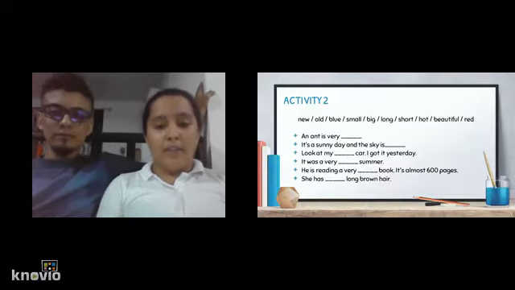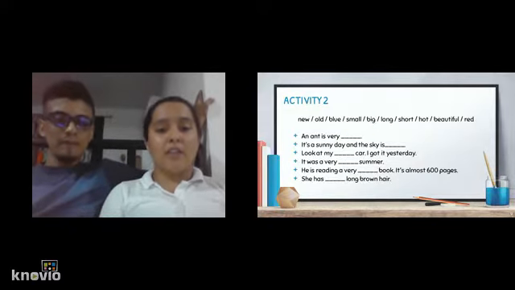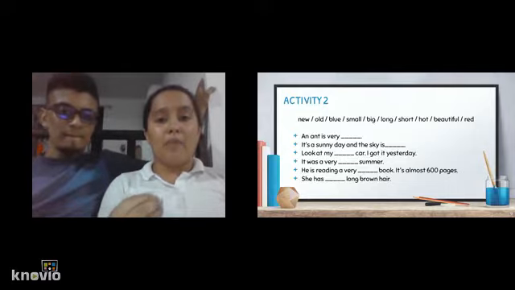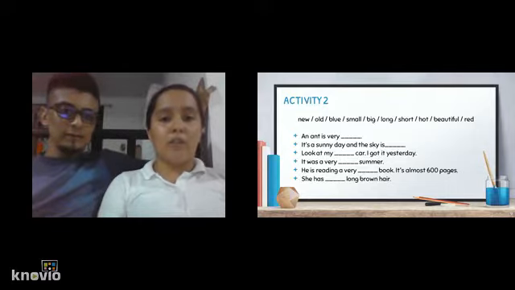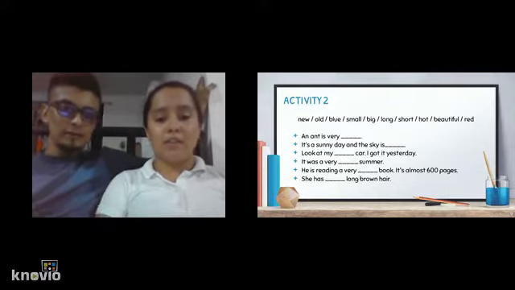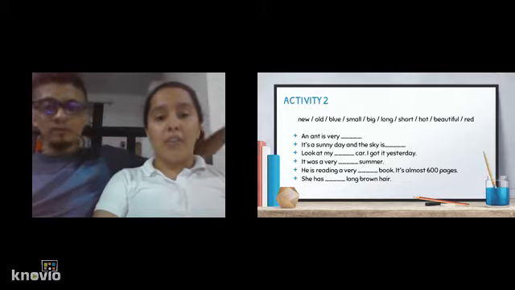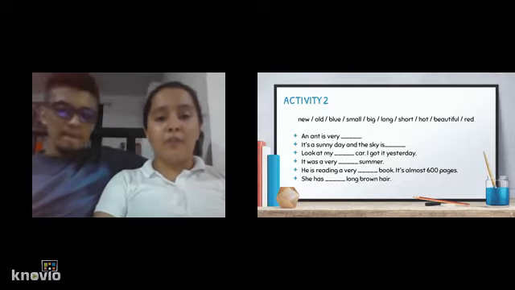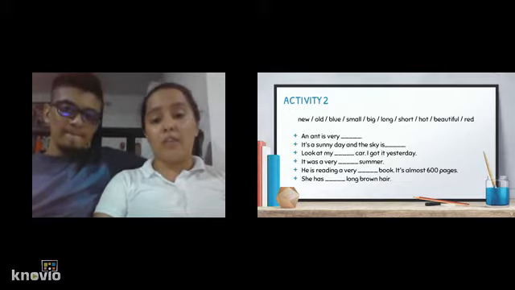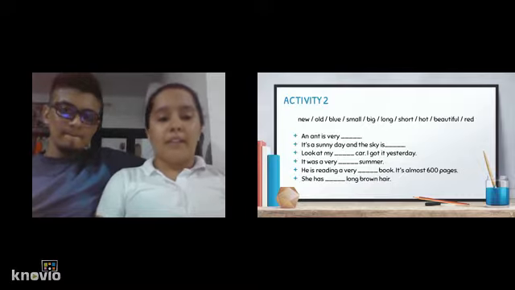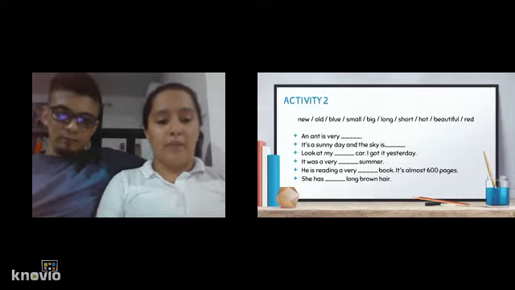In the second activity, the idea is to choose the appropriate adjective and place it in the sentence. For example, the first one says, an ant is very. So in this case, the appropriate adjective could be small, and that's the idea.